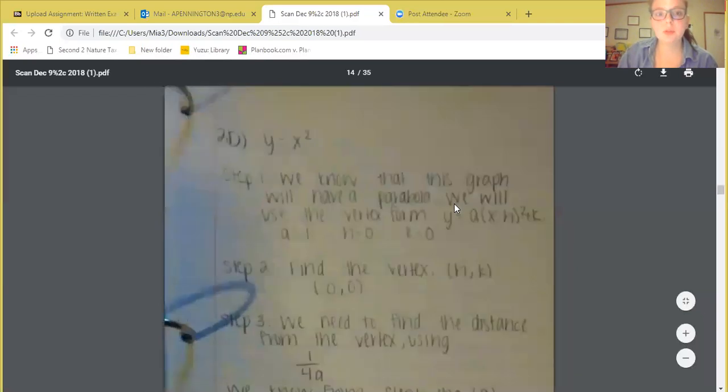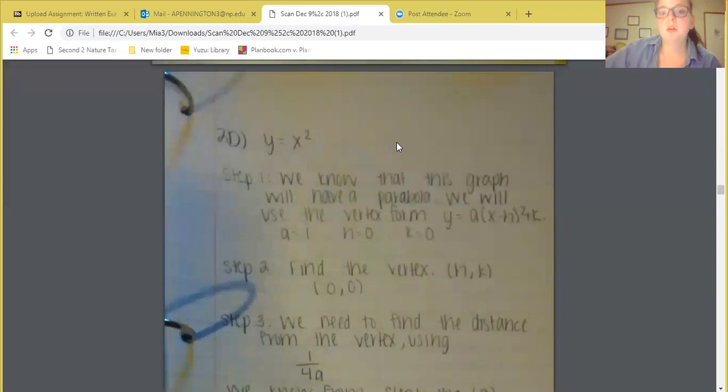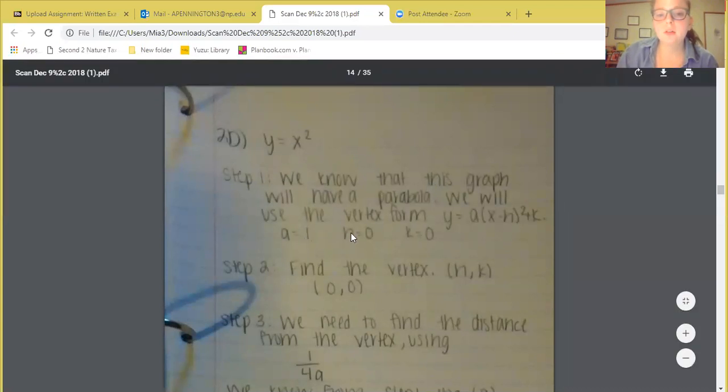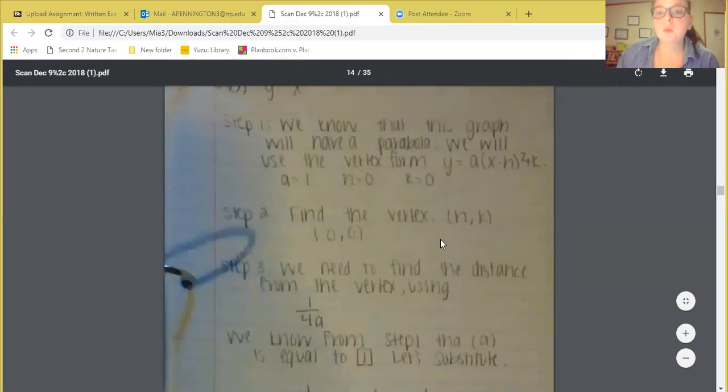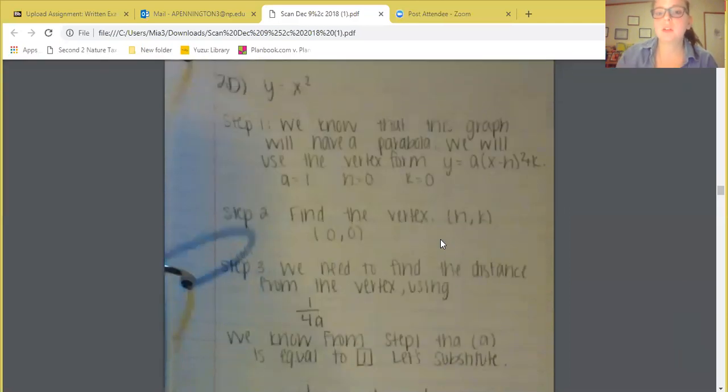Next, we are going to move to 2D, which is y equals x exponent 2. So we know that this graph will have a parabola. We will use the vertex formula y equals a(x minus h) squared plus k. And so we know that our a is equal to 1. Right now our h is equal to 0 and our k is equal to 0. So first we need to find the vertex, which is the coordinates (h, k). And that's going to be 0, 0.